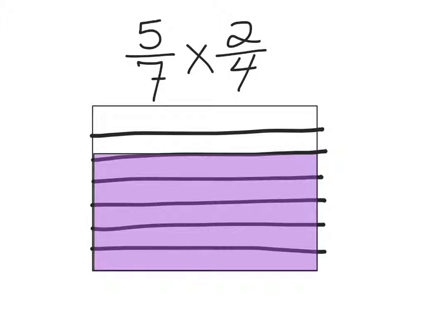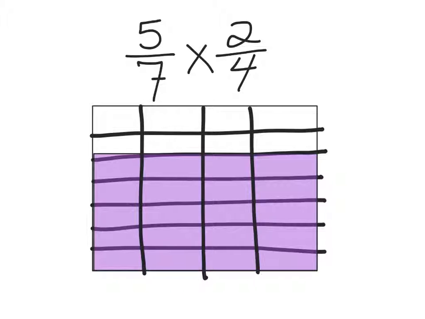Now I want to create fourths going up and down like this. 4 parts means I'll draw 3 lines. So 1, 2, and 3 lines gives me 1, 2, 3, 4 parts, right? Now I get 2 out of those 4. So now I'm going to use a different color and I'm going to color in 2 of the 4. And here we go. Bam, right there.